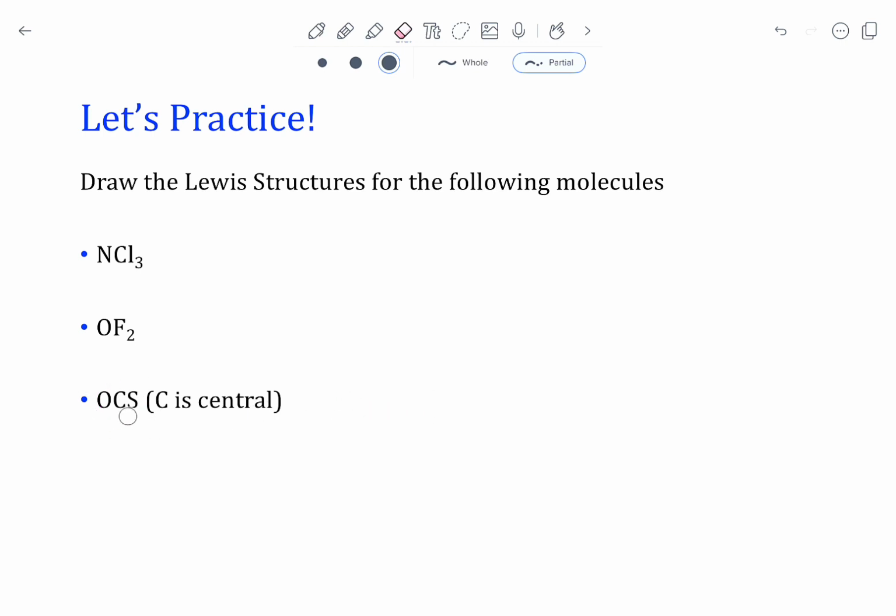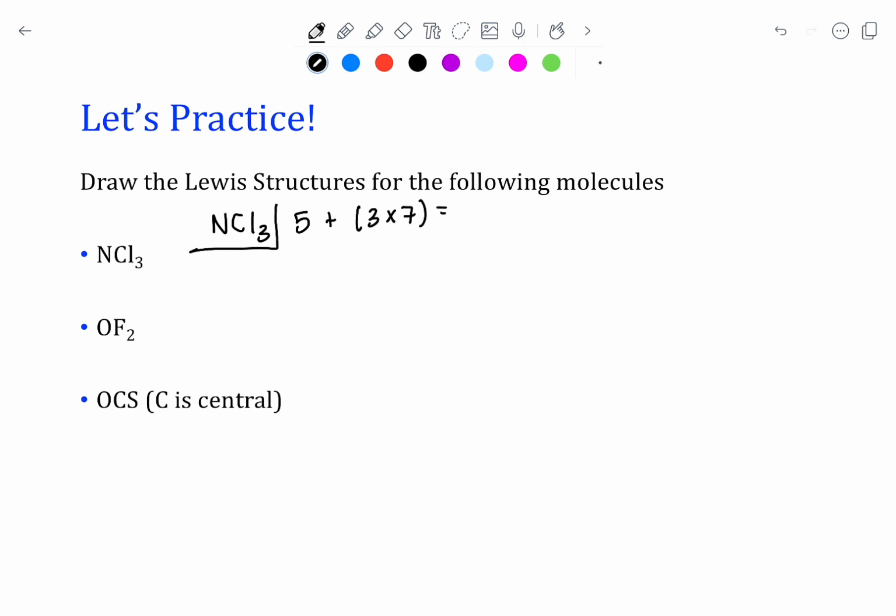Okay, let's start off with our first example here. We have NCl3. So let's count up our valence electrons. Nitrogen has 5. Chlorine, there's 3 of them, and they each contribute 7 electrons. So in total, we have 26 electrons to place in this molecule. Nitrogen is our central atom here, and it's surrounded by chlorines, which we bond to the nitrogen with single bonds. I made 3 bonds, so I used up 6 electrons. Each bond has 2 electrons in it. So in total, I have 20 electrons left.